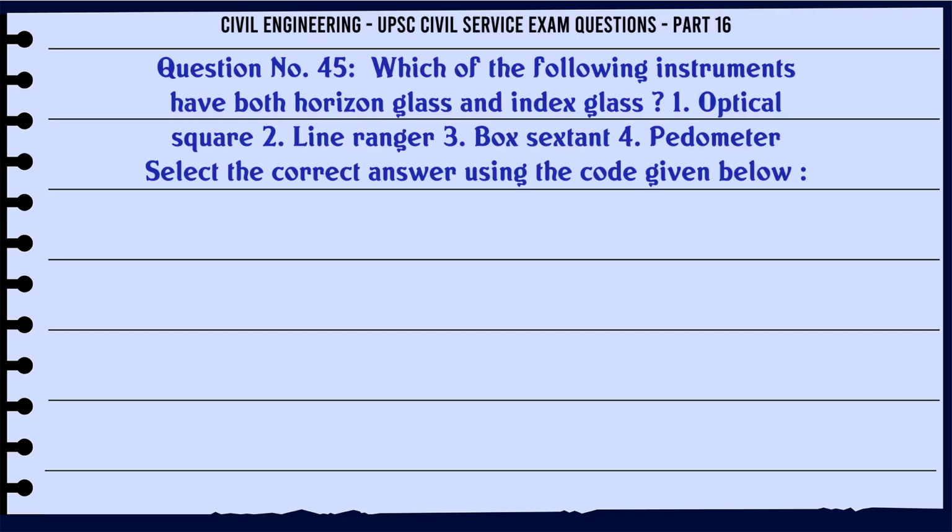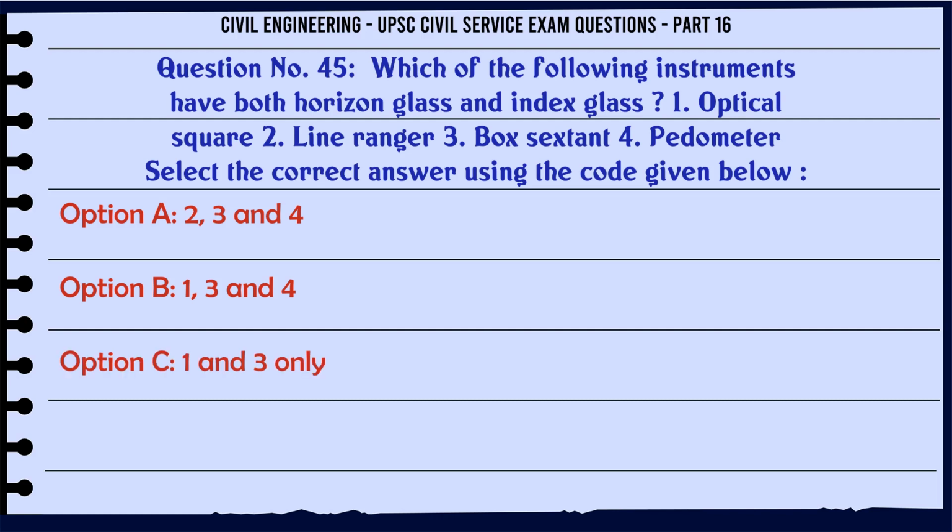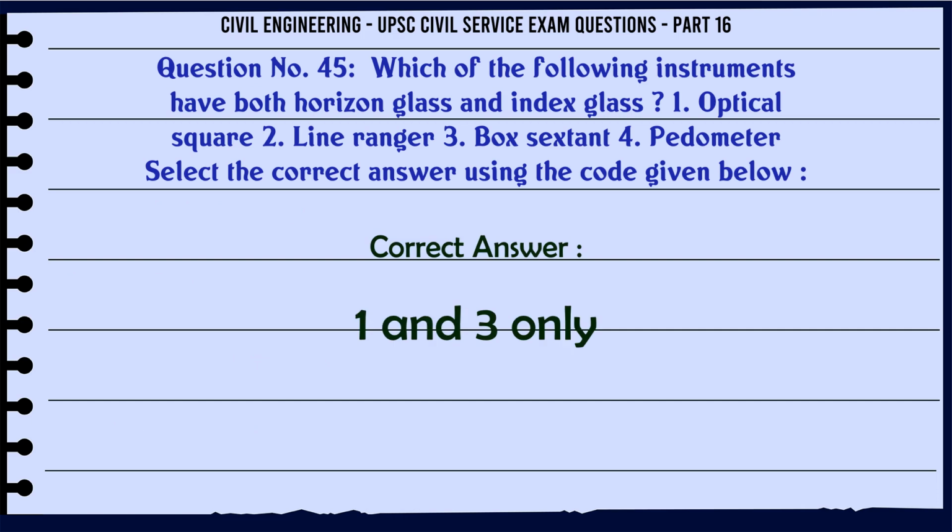Which of the following instruments have both horizon glass and index glass? 1. Optical square. 2. Line ranger. 3. Box sextant. 4. Pedometer. Select the correct answer using the code given below. A. 2, 3 and 4. B. 1, 3 and 4. C. 1 and 3 only. D. 2 and 4 only. The correct answer is 1 and 3 only.